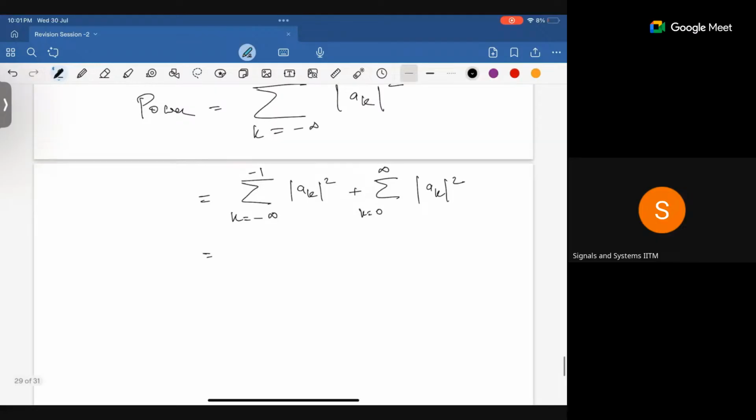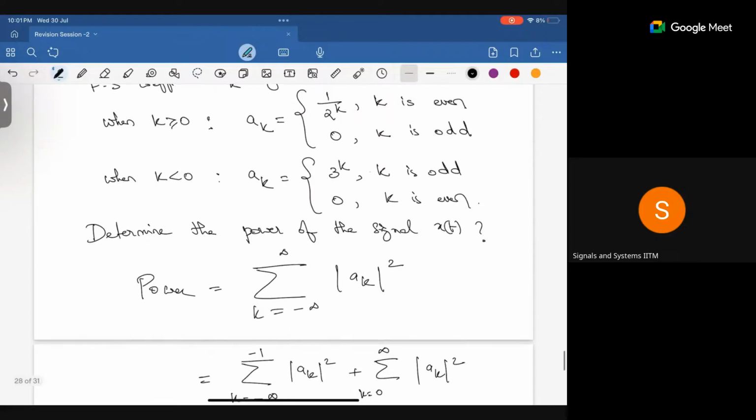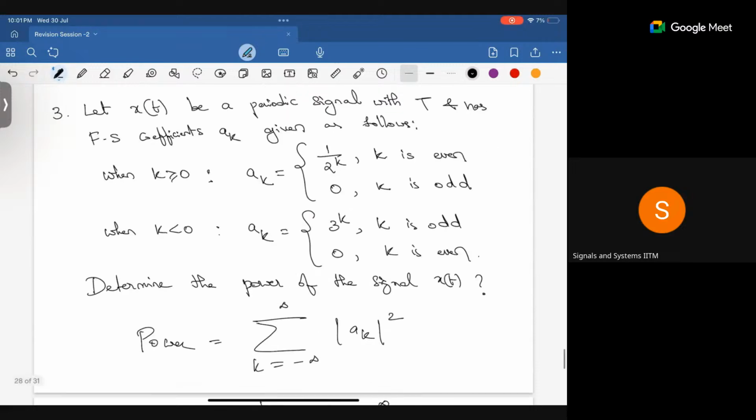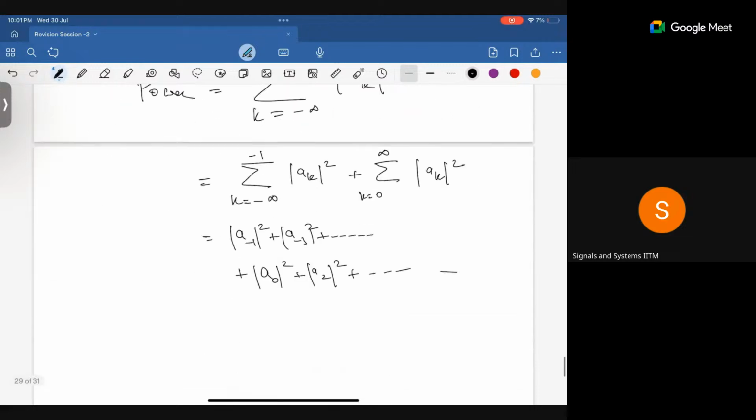Right. So only the odd terms will be there for negative k: k equals minus 1, minus 3, minus 5 and so on. So this will be a minus 1 whole square plus a minus 3 whole square and so on till minus infinity, plus here a0 square plus a2 square. Only the even terms will be there.